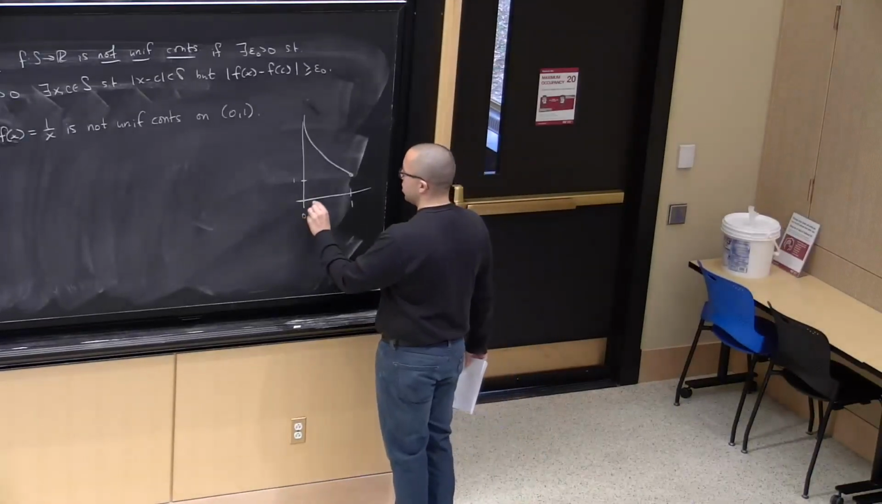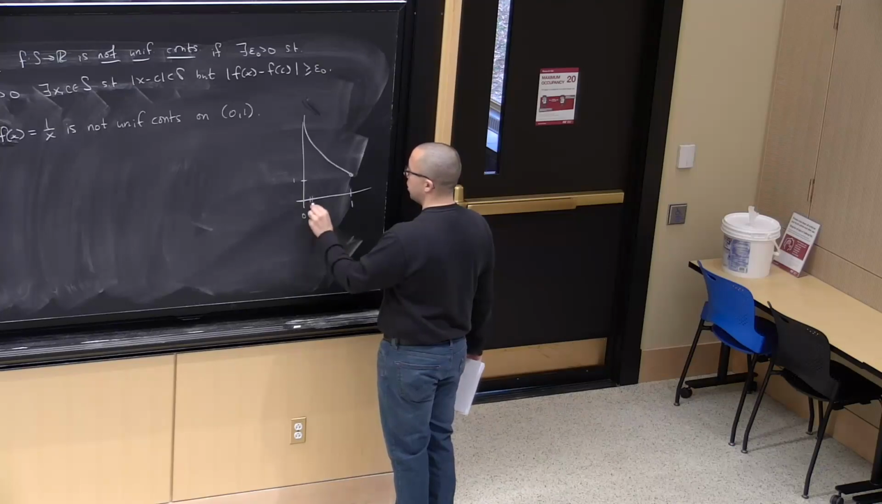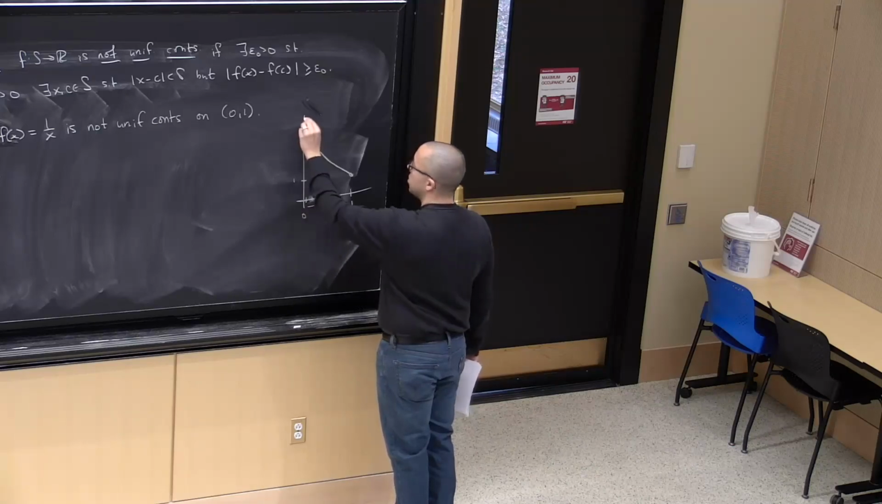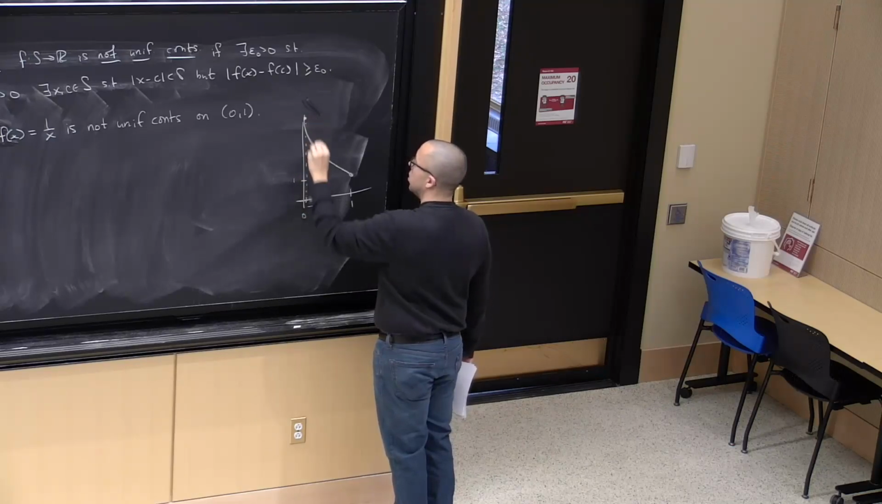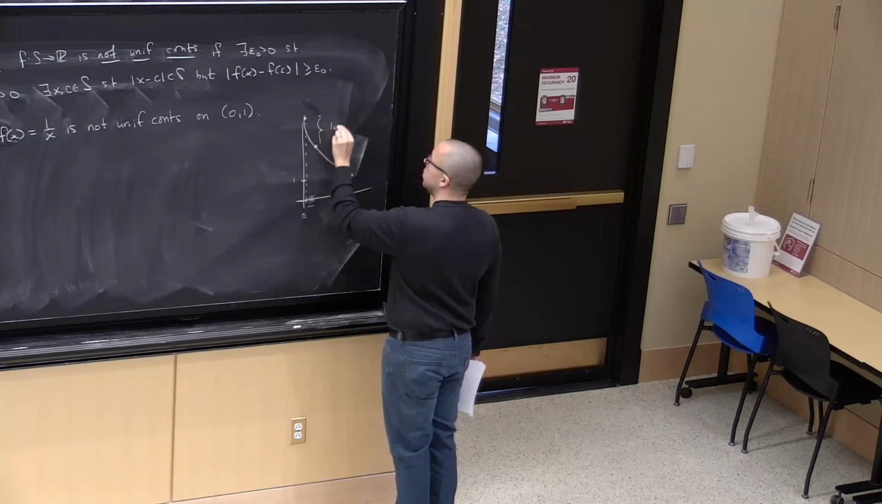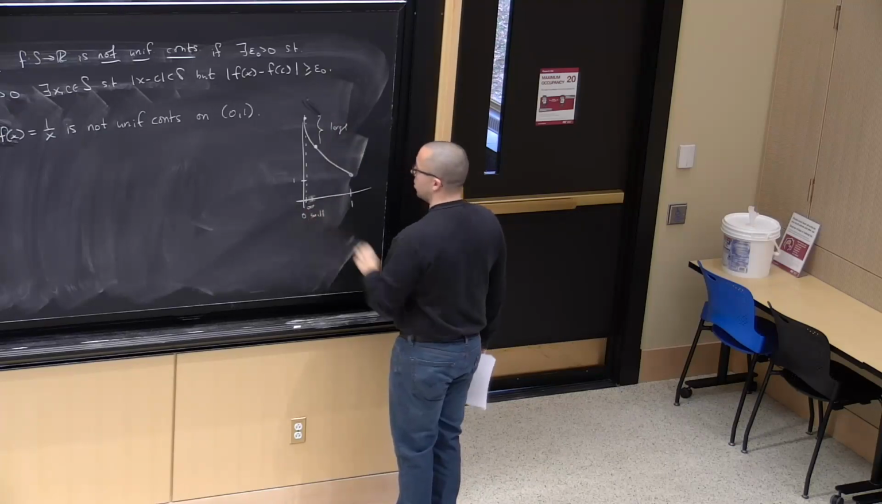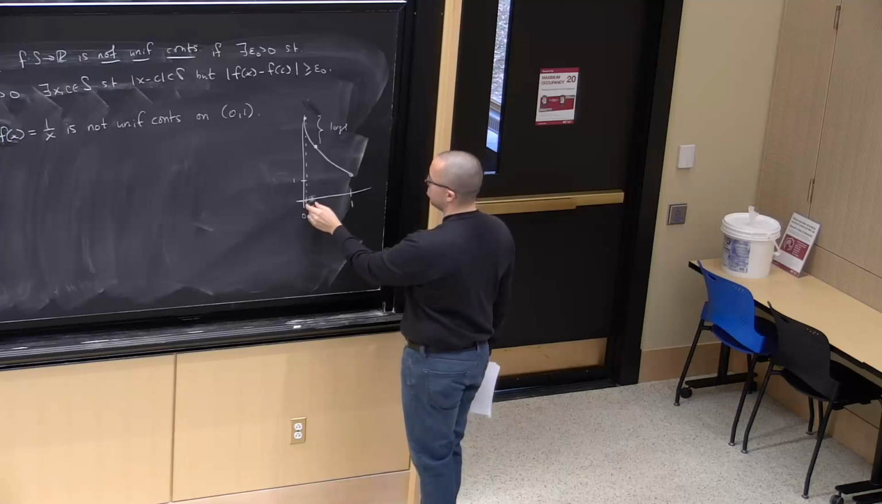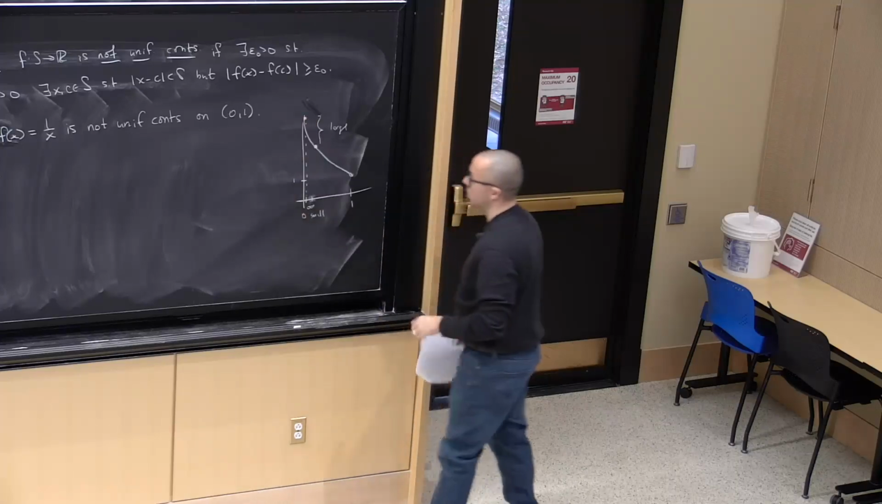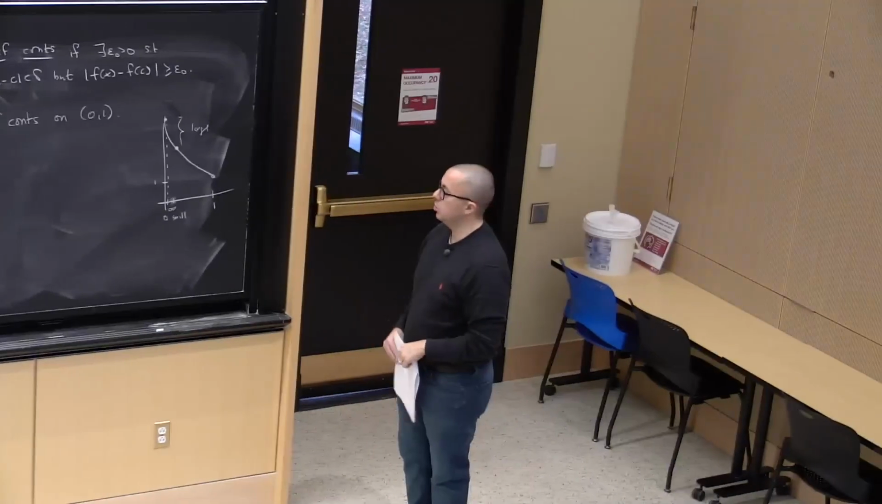Now, if I take 2 points very close to each other here, very close to 0, they can be pretty close to each other, but their values can be quite large, even though the difference between the arguments is small. The values can be quite large just because 1 over x shoots up.